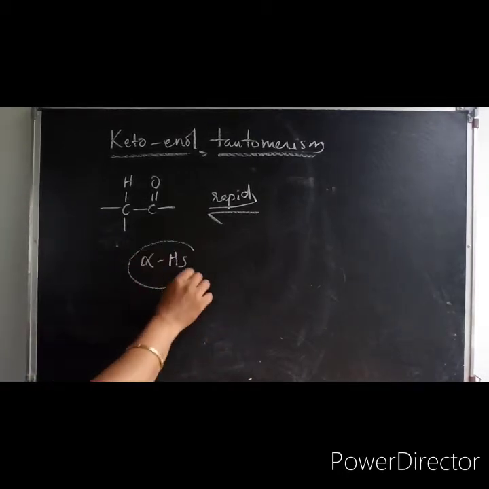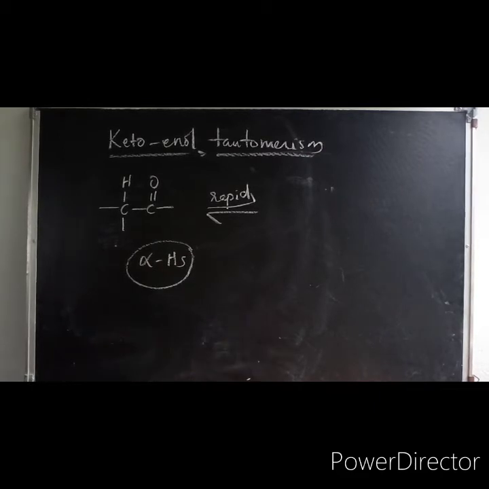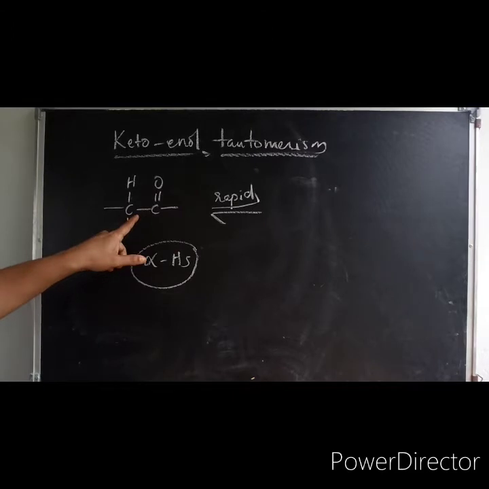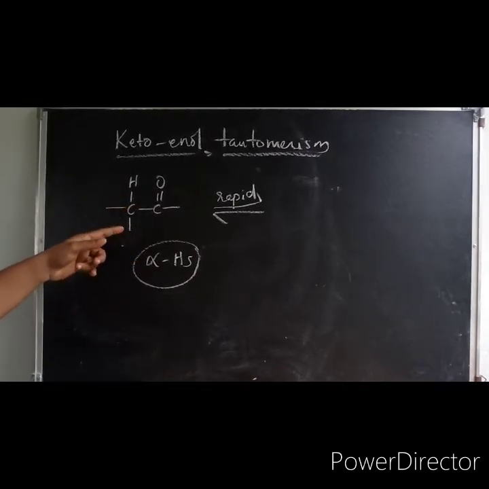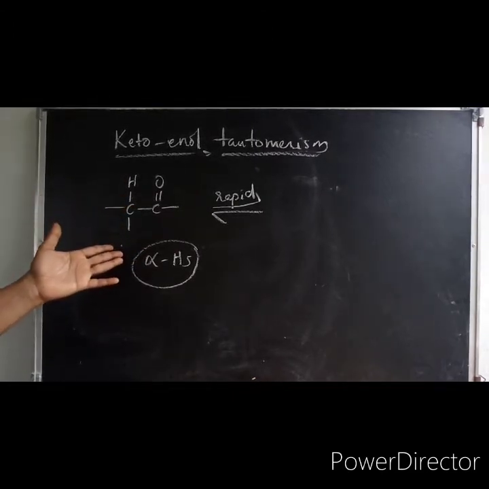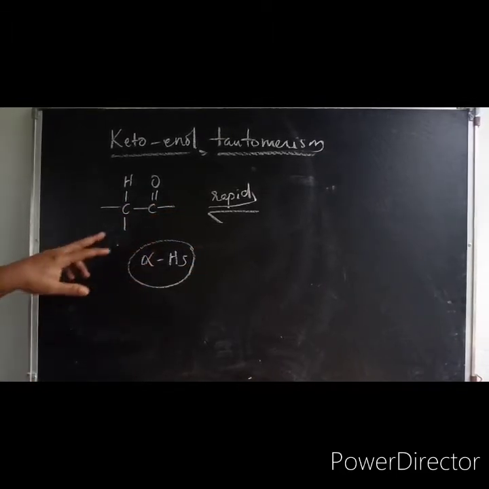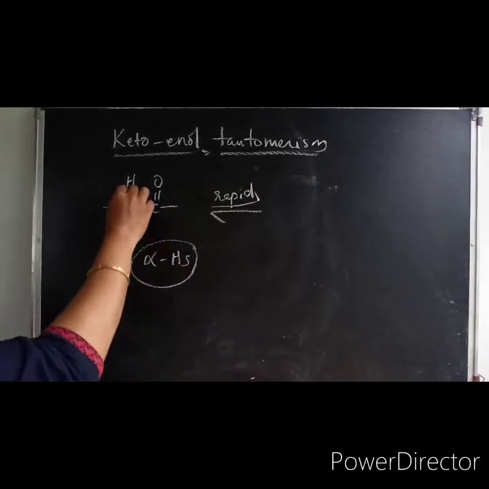So that is the criterion for this keto-enol tautomerism. Let me write it in general form. One alpha hydrogen I am showing here. You can have hydrogens or any alkyl groups, and here also hydrogen or alkyl group, whatever may be. So this could be written in this form.